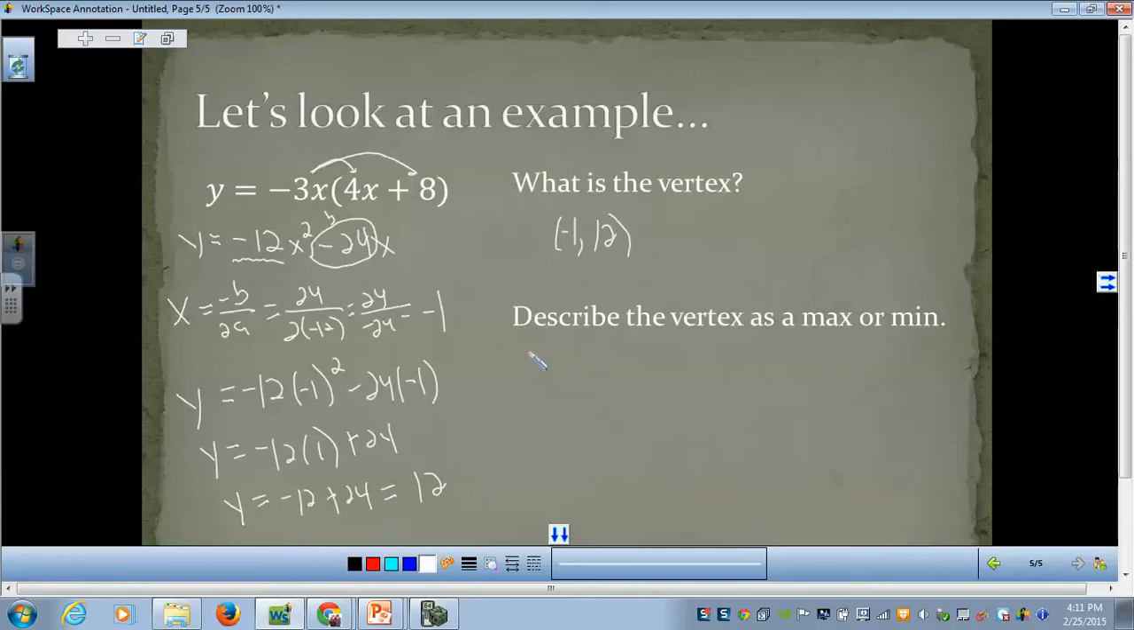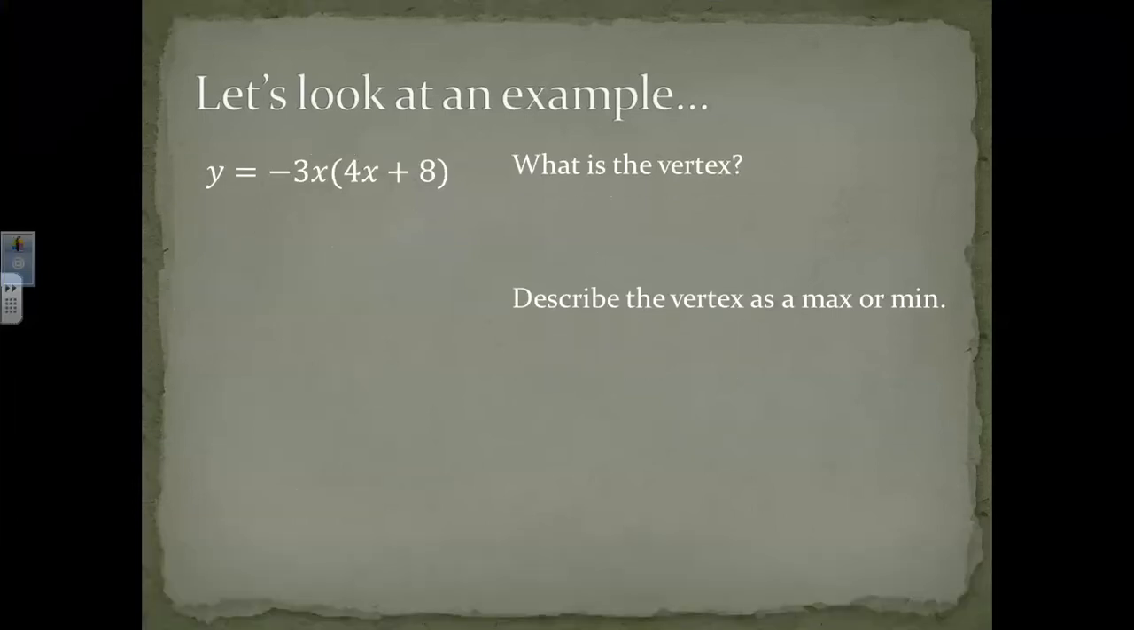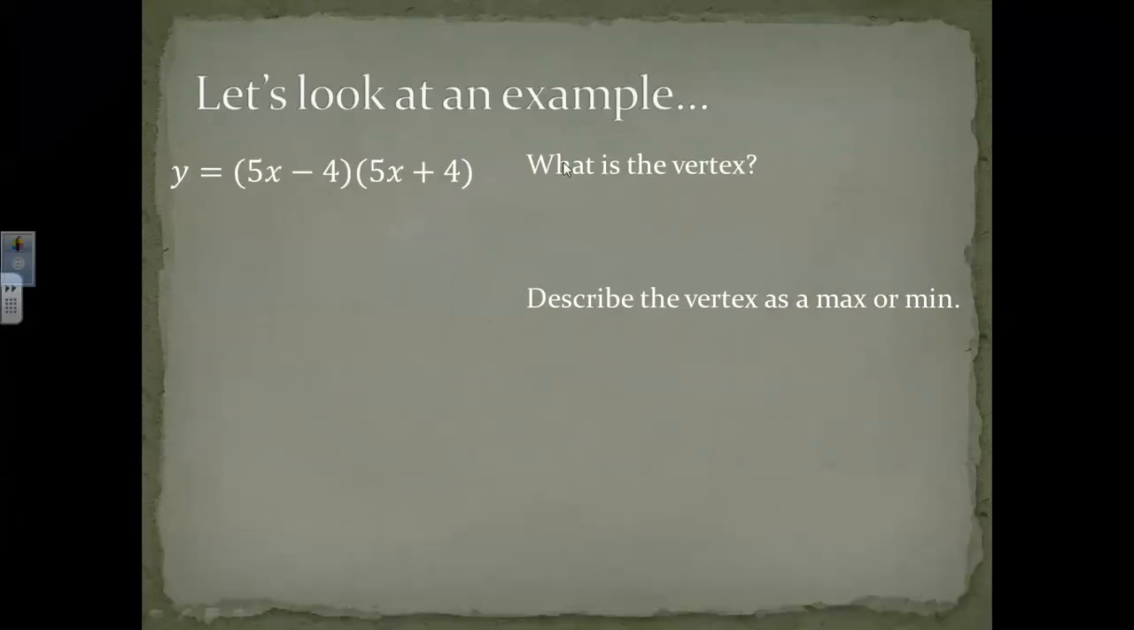Now we'll describe it as a max or min. We're going to go back to our a value, which is -12, and that is less than 0, so we know we're going to have a quadratic that opens down. We're definitely at the top of the hill, so we have a maximum. So the maximum value is 12 at x equals -1. There we go.